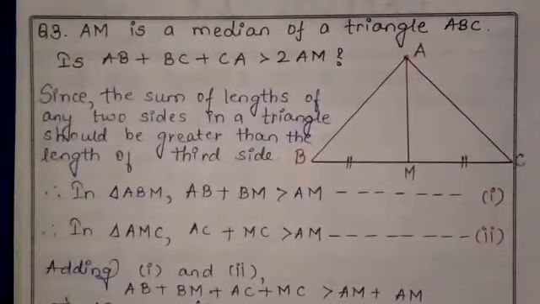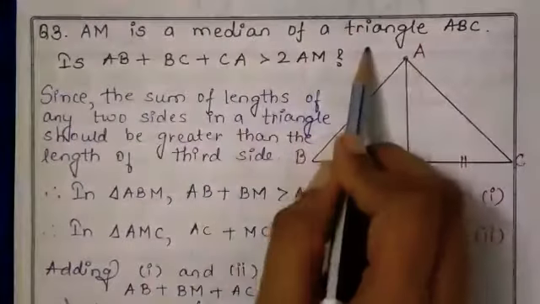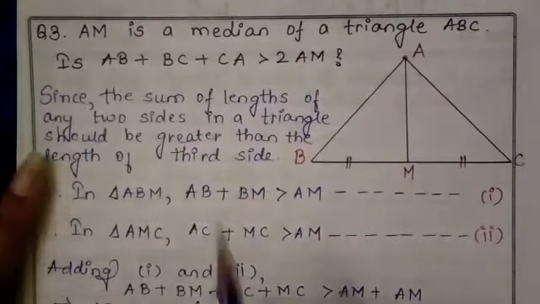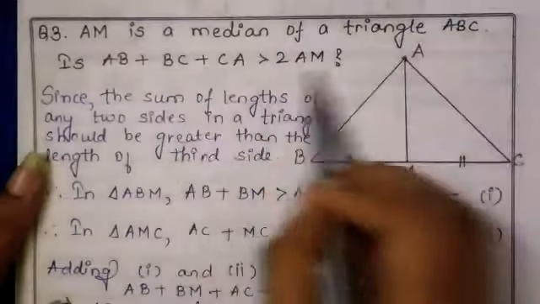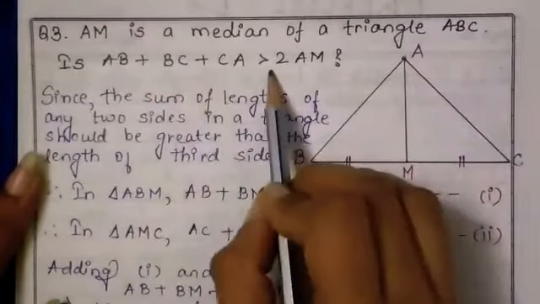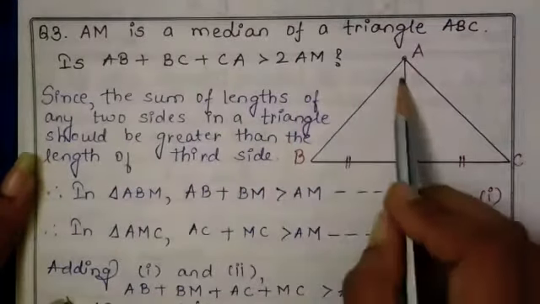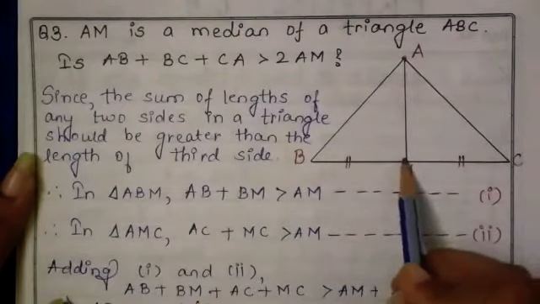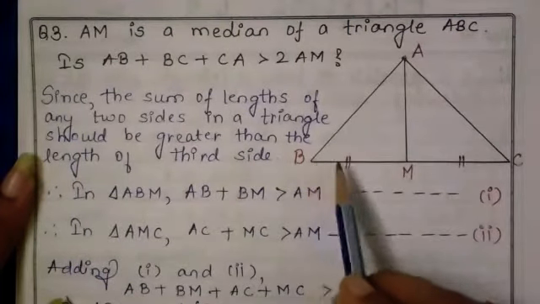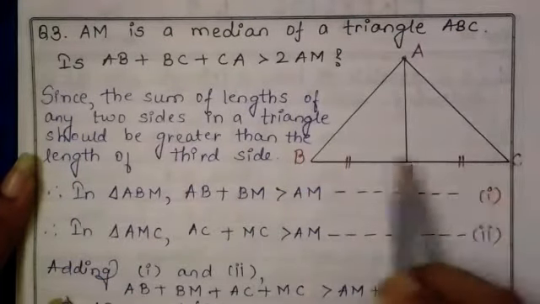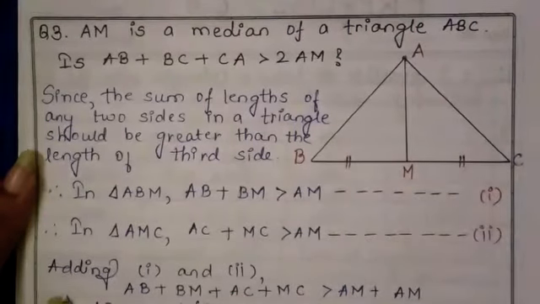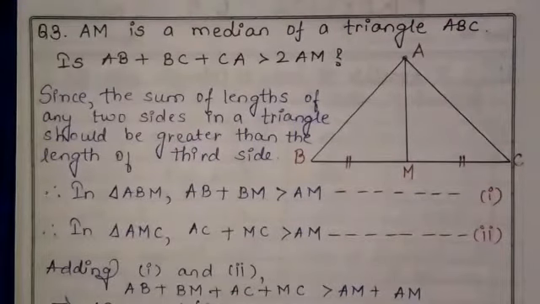Okay. Now AM is the median of the triangle. We have studied about median. Fine. AM is the median and we have to check whether AB plus BC plus CA is greater than 2AM or not. So AM is median means what? AM is dividing the line segment BC into two equal parts. That is BM and MC are of same length. Okay. Now in this question we have to use that.